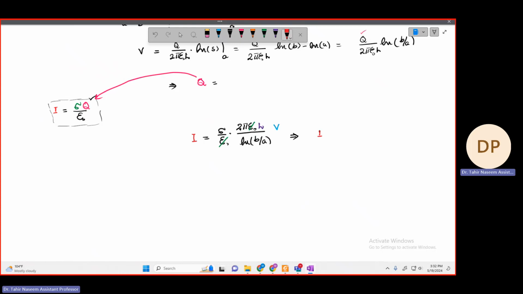I is equal to, we have 2 pi, conductivity of the material sigma, 2 pi sigma L, 2 pi sigma L divided by log of B over A, into V, right? So this is the answer.